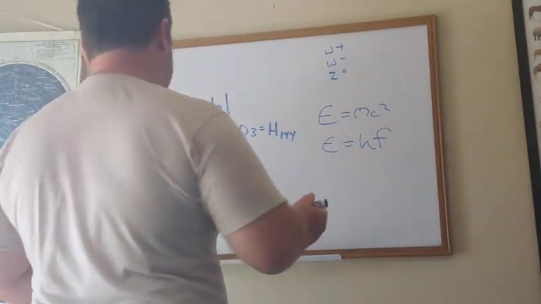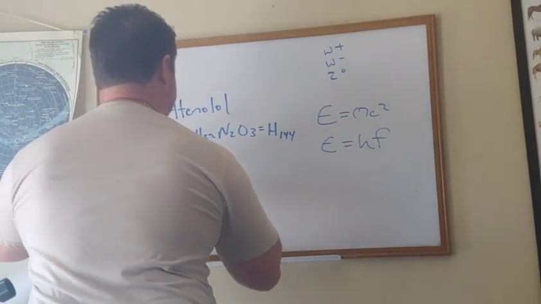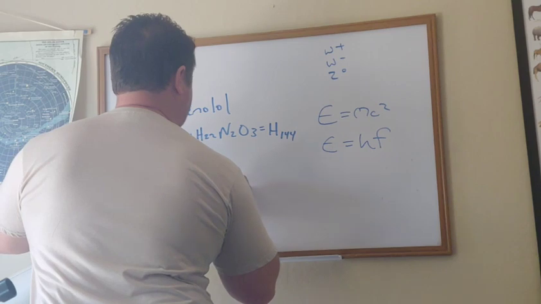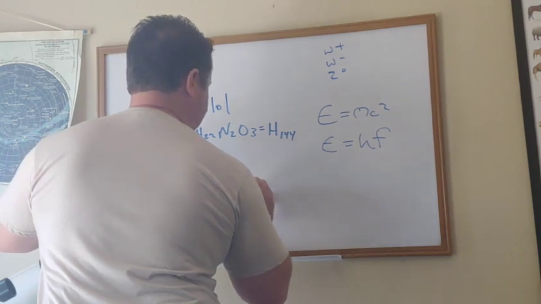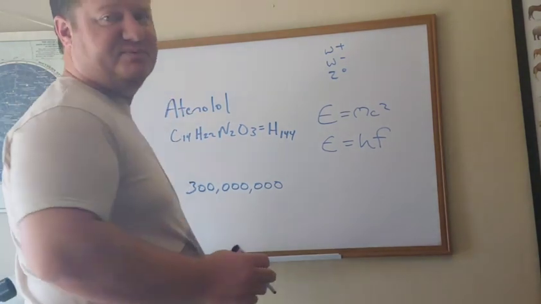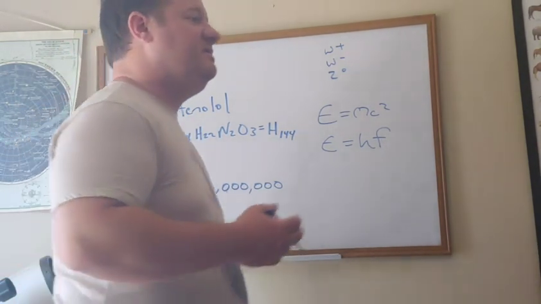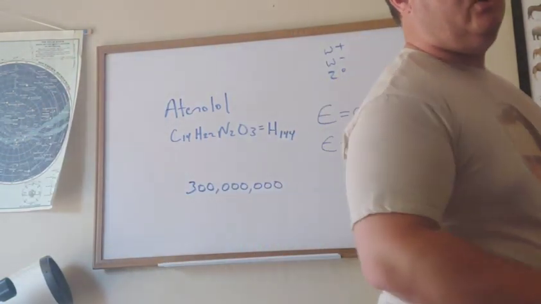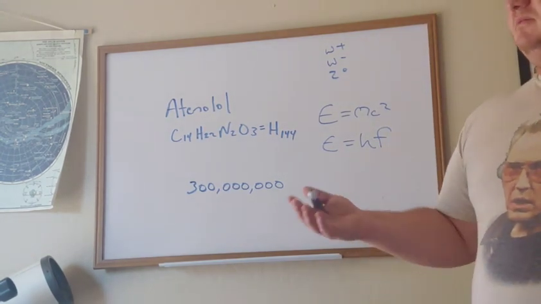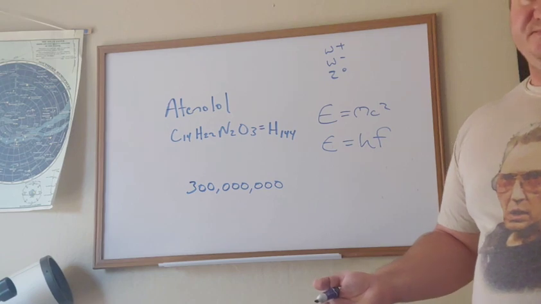So the speed of light is approximately 300 million meters per second, depending on what it's traveling through, the compound that it's traveling through.